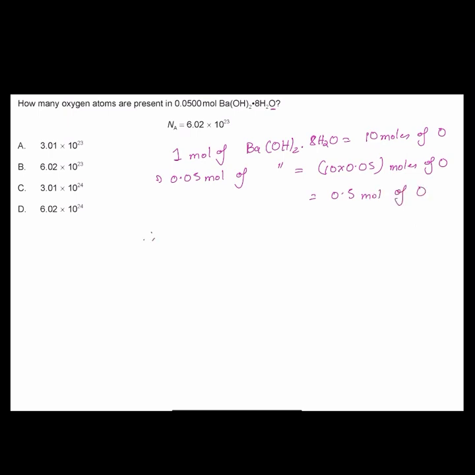Now we have to find the number of oxygen atoms. Therefore, number of oxygen atoms would be moles times the Avogadro number. The Avogadro number NA is given here, that is 6.02 times 10 to the power 23. If we simplify, we'll get 3.01 times 10 to the power 23, which is option A. So in our question 3, option A is the correct answer to this question.